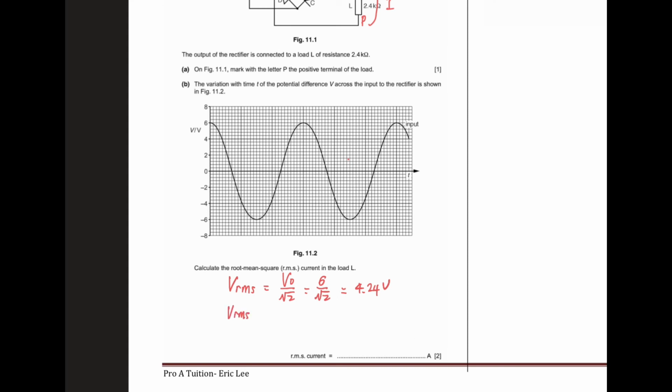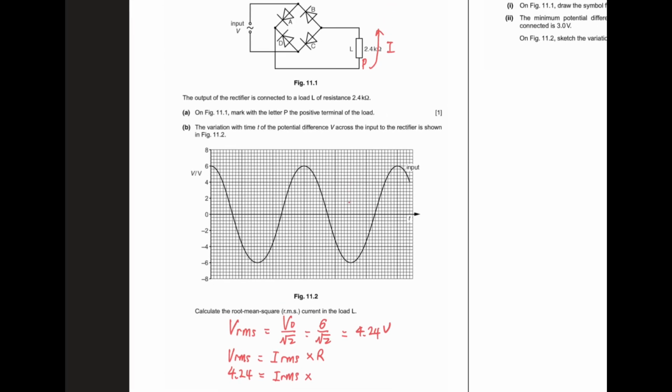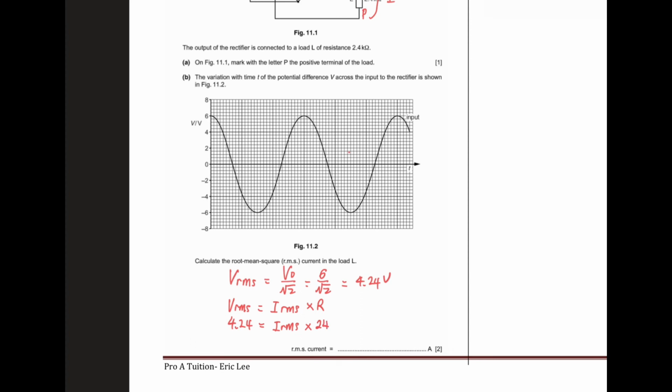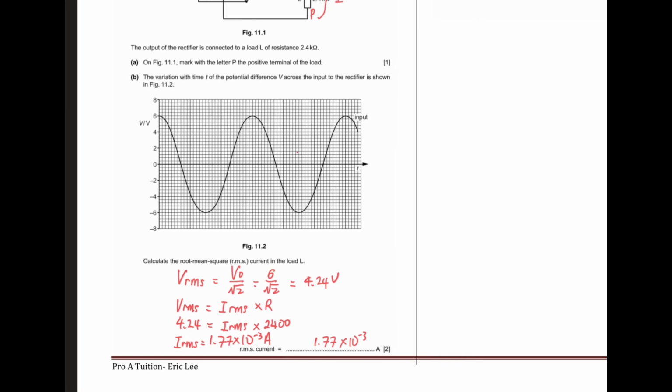V root mean square equals I root mean square times R to get the I root mean square. So 4.24 equals I root mean square multiplied by the resistance, 2.4 kilo ohm, that is 2400. And then we'll get I root mean square 1.77 times 10 to the minus 3 ampere. Okay, so now let's move on.